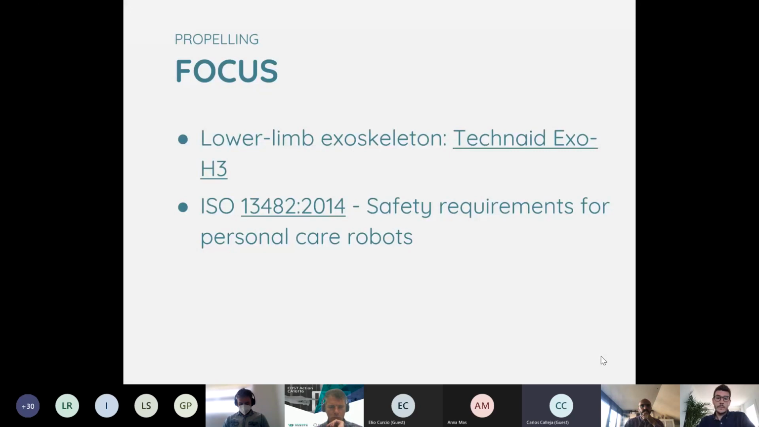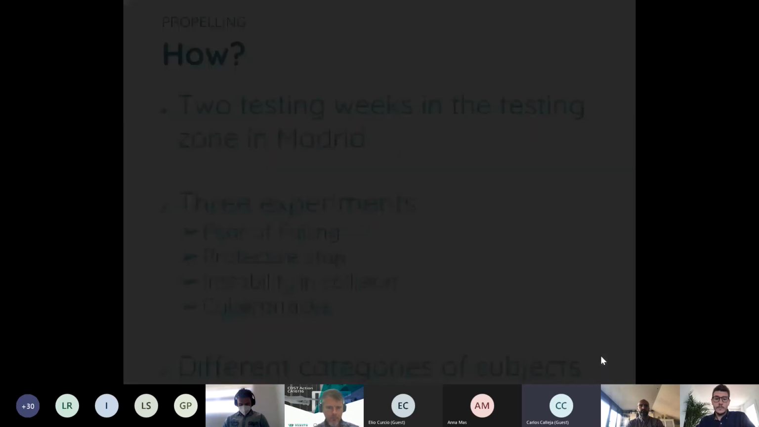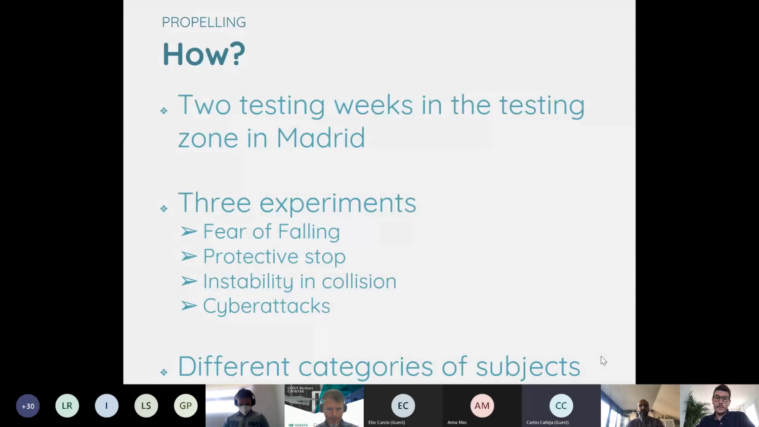We are focusing on lower limb exoskeletons within the EUROBENCH framework. We will be using the Tecna 8 exoskeleton, and we are focusing on a very specific standard, ISO 13482, which sets forth the safety requirements for personal care robots, and also includes exoskeletons, even though it also encompasses other different devices. In practice, the project will conduct 2 testing weeks in a testing zone in Madrid.